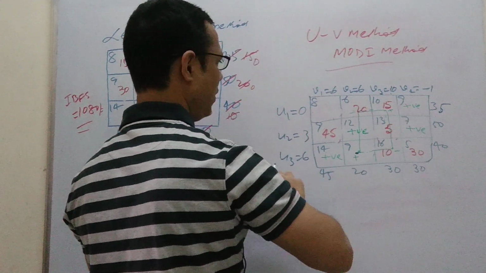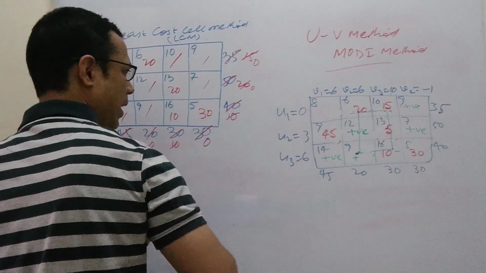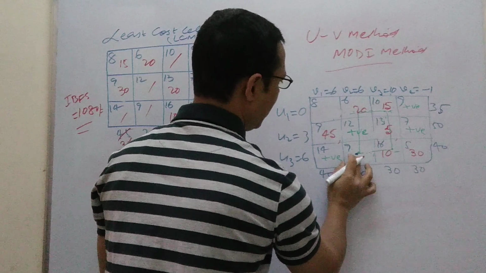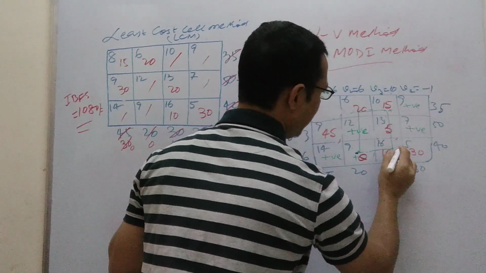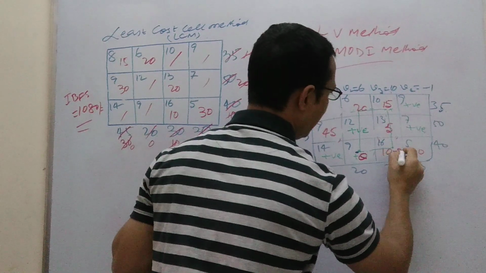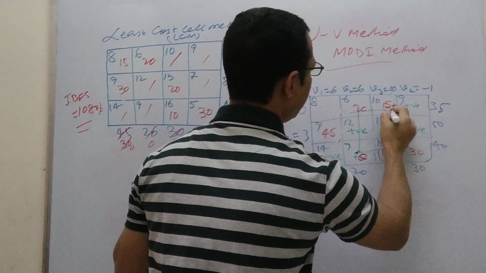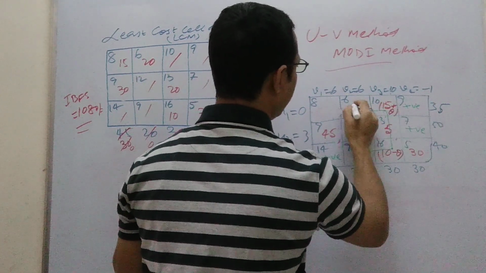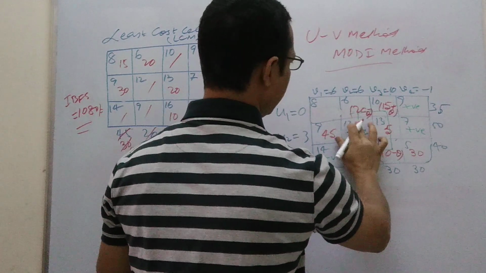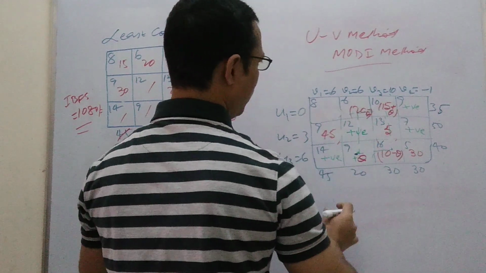So now very simple. Now we can say these cells have got selected. So here we can put theta. So this will become 10 minus theta. This will become 15 plus theta. This will become 20 minus theta. So now we can say these cells have got selected. Now we can move for the calculation.